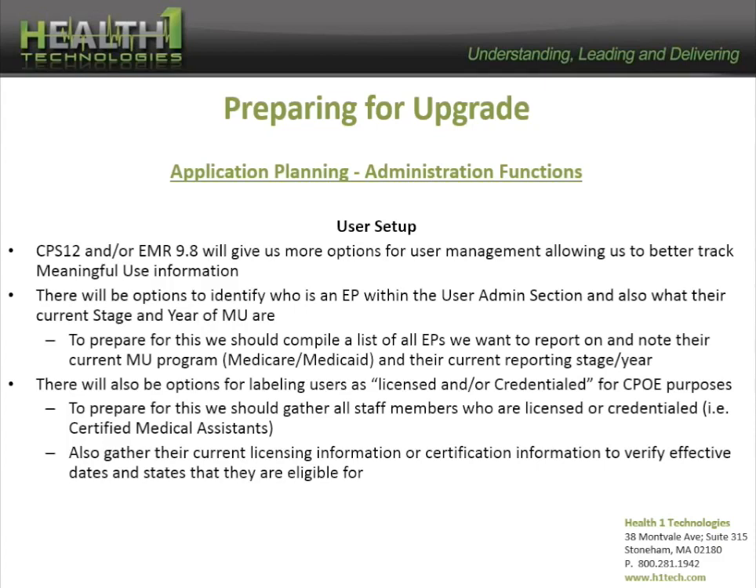And it allows us to identify basically who is an EP, who's a licensed or credentialed user, and it gives us also the opportunity for each EP to list what their current program is, whether they're Medicare or Medicaid, and what their current reporting stage or year is. So if they're stage 1, year 1, or stage 2, year 1. And you can actually put all that right into the user console of Centricity, which is quite a nice little feature.